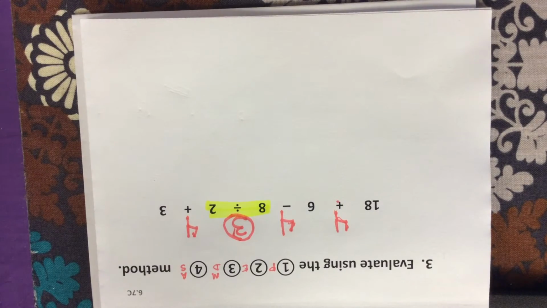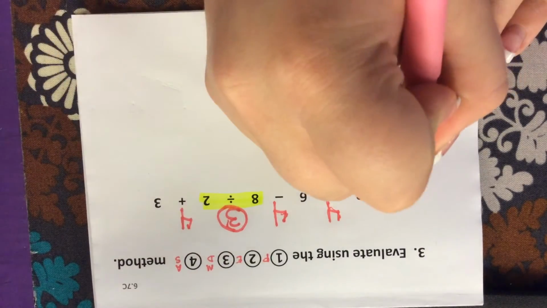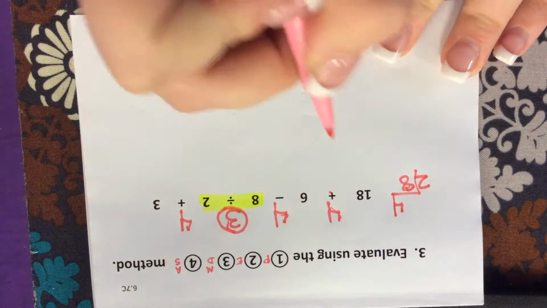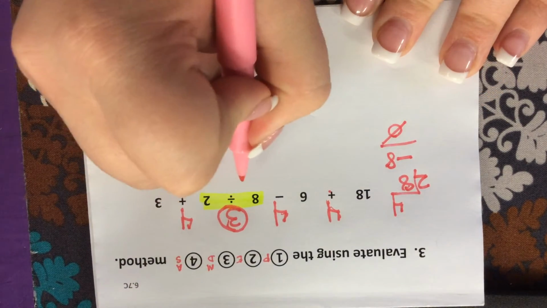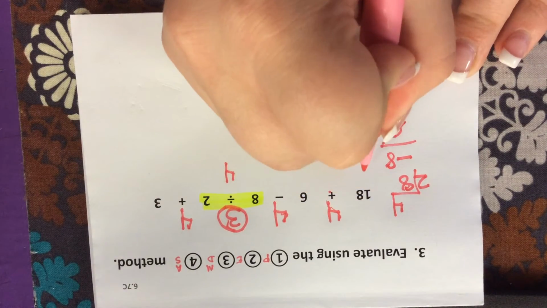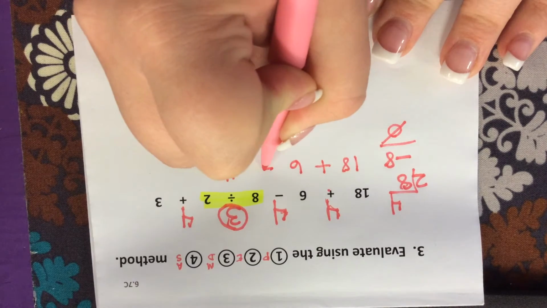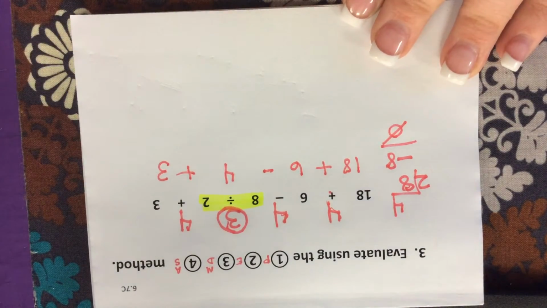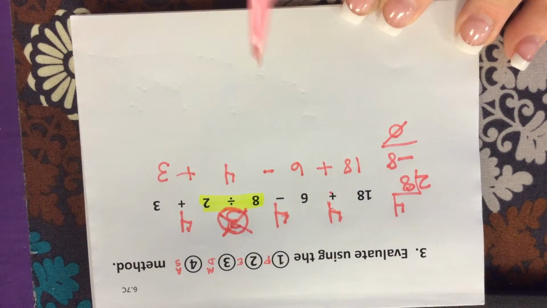We're going to start right here, step 3, 8 divided by 2. Now 8 divided by 2 is 4. So we write that right there, 4. And we have to bring all the rest of this down. 18 plus 6 minus 4 plus 3. We're done with that step 3.